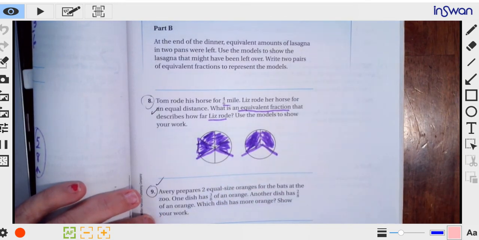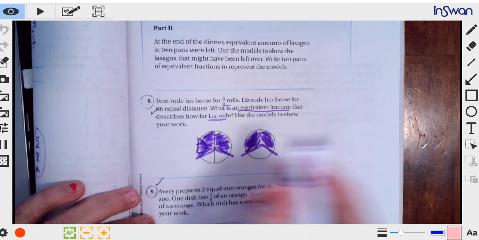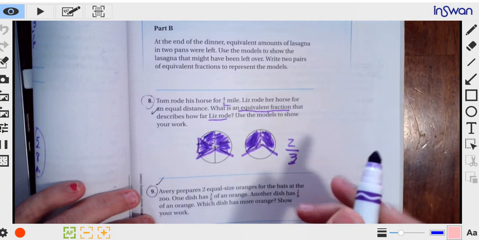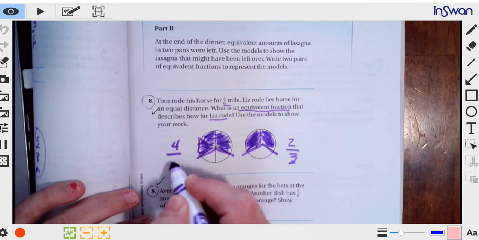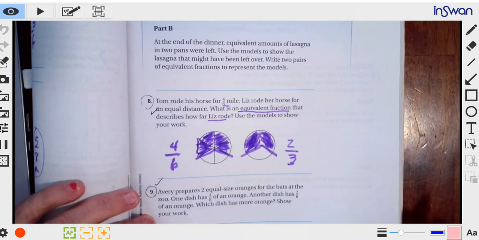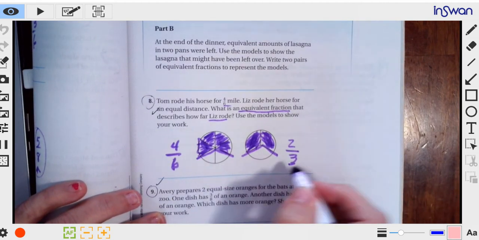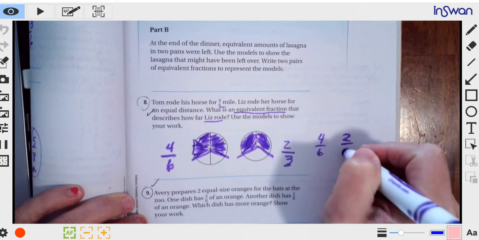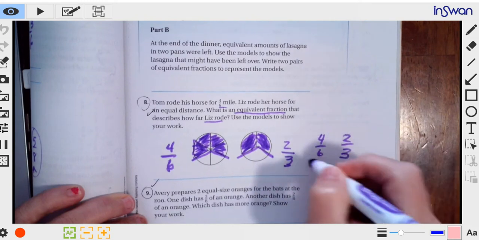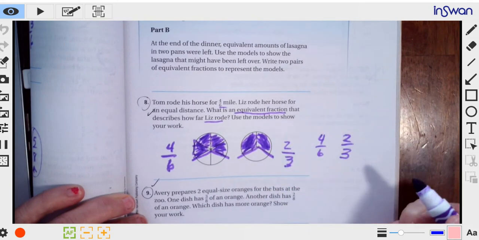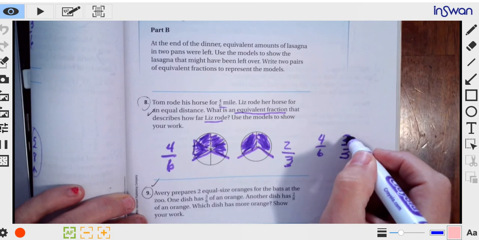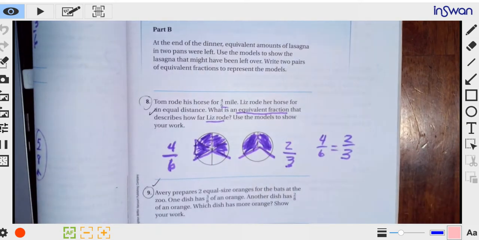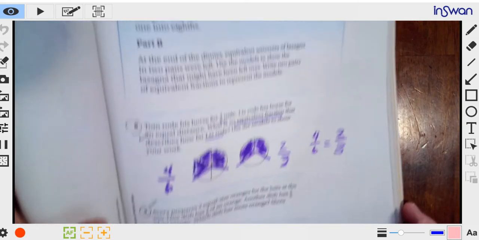Okay, how many parts did I shade? I shaded 2 out of 3, right? This I shaded 4, 6. Is that equivalent? Yes. Okay, if you need to, you could do 4/6 and 2/3. You can do the butterfly method and get 12 and 12, or you can say, hey, well, 2 times 2 is 4, 3 times 2 is 6. So these would both be equal. All right, let's go to the next one.